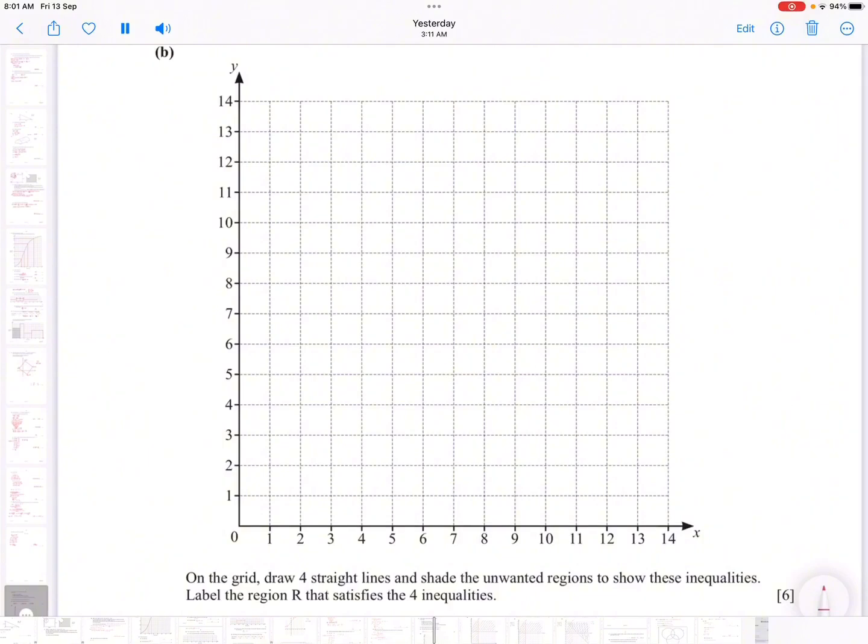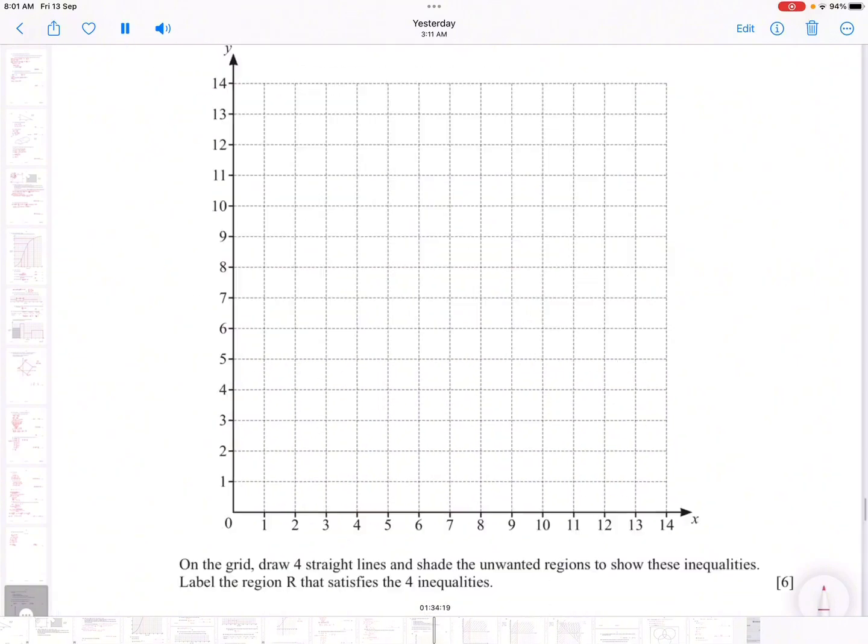So x is greater than equal to 4 was the first inequality. So you draw the line x is equal to 4. This is x is equal to 4 line, and the inequality says x is greater than equal to 4. So your right side is the region which is required, and the region left side to this line is unwanted. So examiner want us to shade the unwanted region.